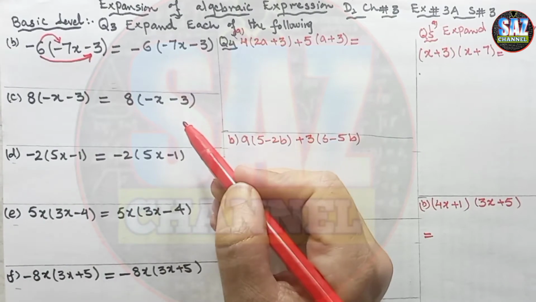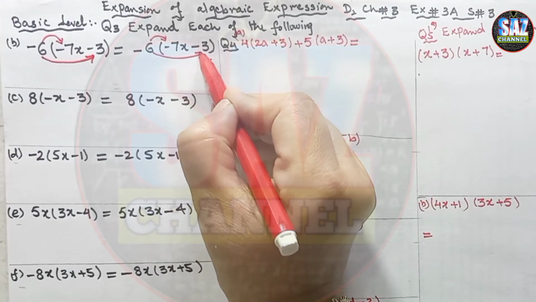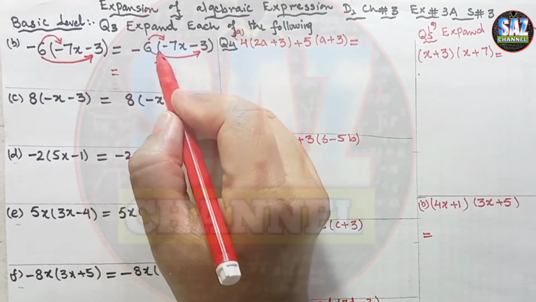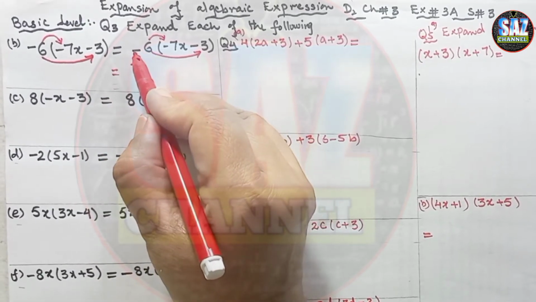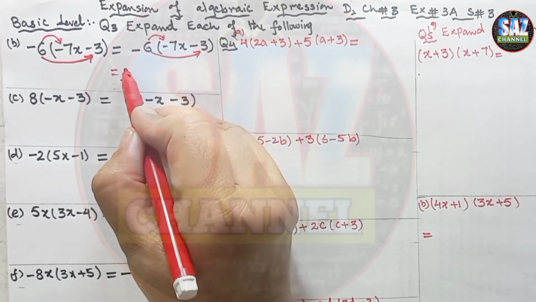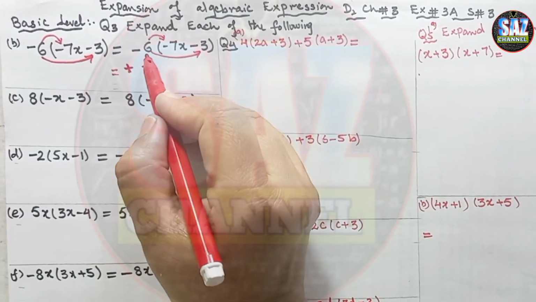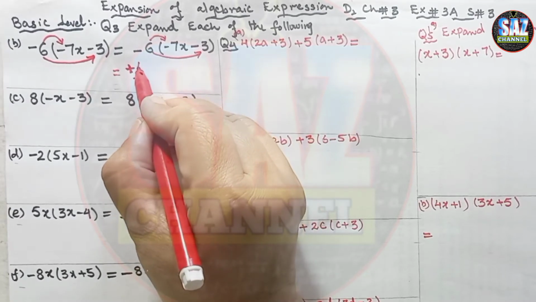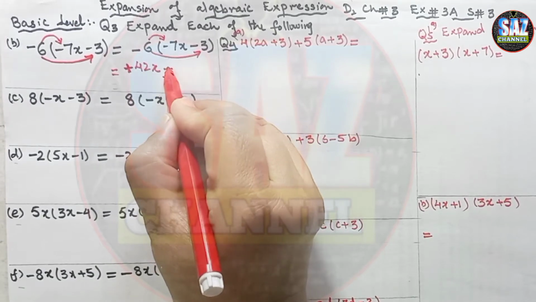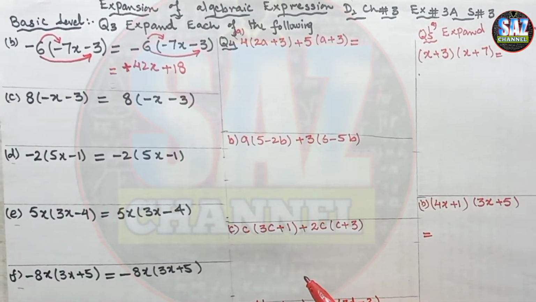So it's really good to rewrite the question, and then I have to multiply this number, which is minus 6, with every term inside the bracket, keeping the rules of integers in mind: when minus is multiplied by minus, it becomes positive. Here the tables have to be strong: 6 times 7, 6 sevens are 42x, and then 6 times 3 is 18. If the tables and rules of integers are good, then the question will really be easy for you.